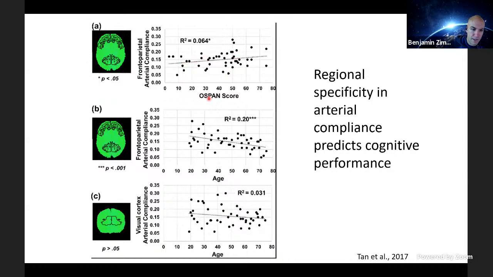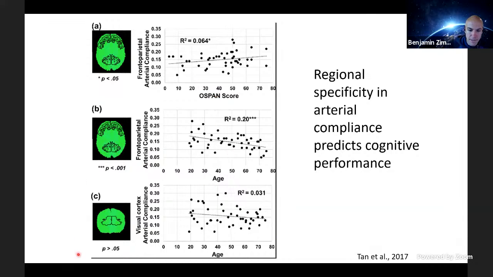So this is called the O-span or operation span task. And it has you memorizing sequences, but then doing math problems between being tested on the sequences. So you're trying to sort of hold a lot of information at once.